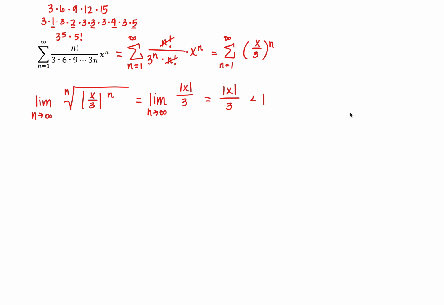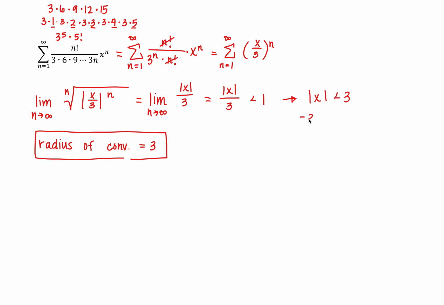For this to converge absolutely, that has to be less than 1. So in other words, the absolute value of x has to be less than 3. So there is our radius of convergence. So if we rewrite this, we know that on the open interval from -3 to +3, this series converges absolutely, but once again, we do need to check our endpoints.